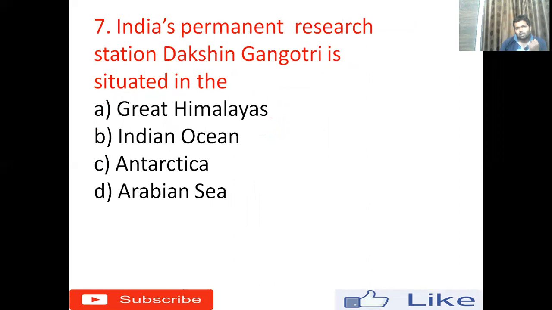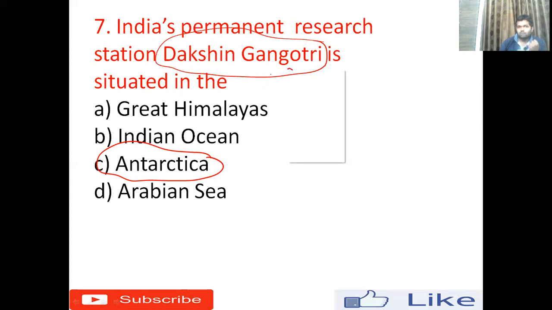Seventh question. India's permanent research station, Dakshin Gangotri, is situated in option A, Great Himalayas, option B, Indian Ocean, option C, Antarctica, option D, Arabian Sea. But the right answer for this question is option C, Antarctica. Dakshin Gangotri is one of India's prestigious research centers where research is continuously going on. So the right answer is option C, Antarctica.